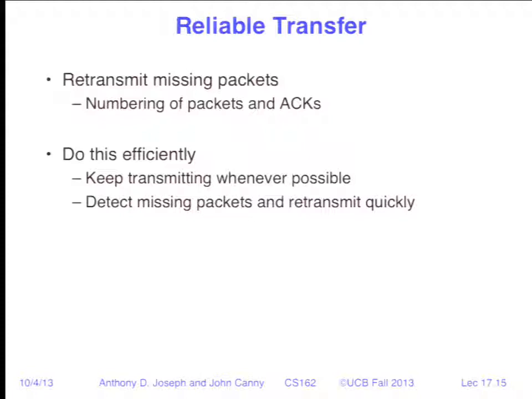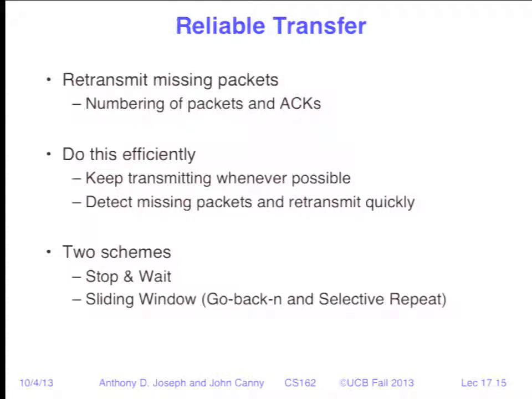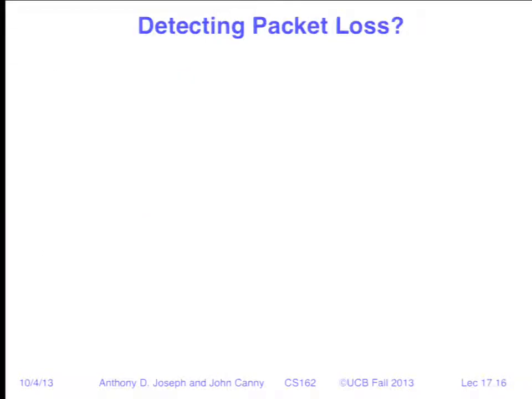So we're going to look at two schemes. First scheme we'll look at is called stop and wait. And the second scheme is called sliding window. And we'll look at two different variants of sliding window. Right, stop and wait is just a toy protocol so we can understand how this works. Sliding windows is actually what's implemented in TCP. Okay, how does this work?